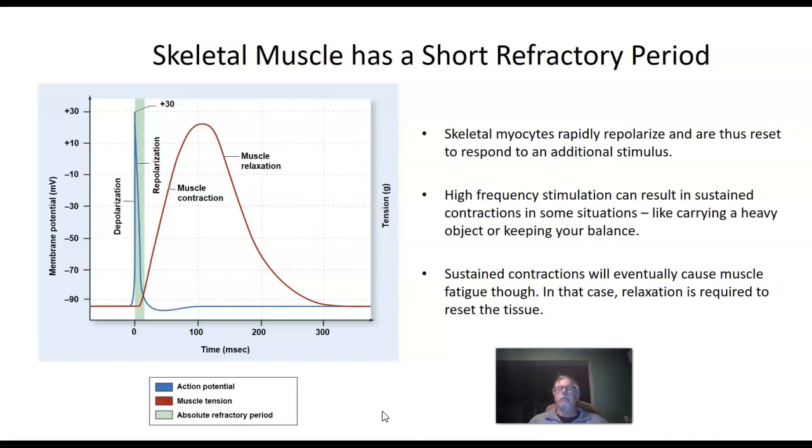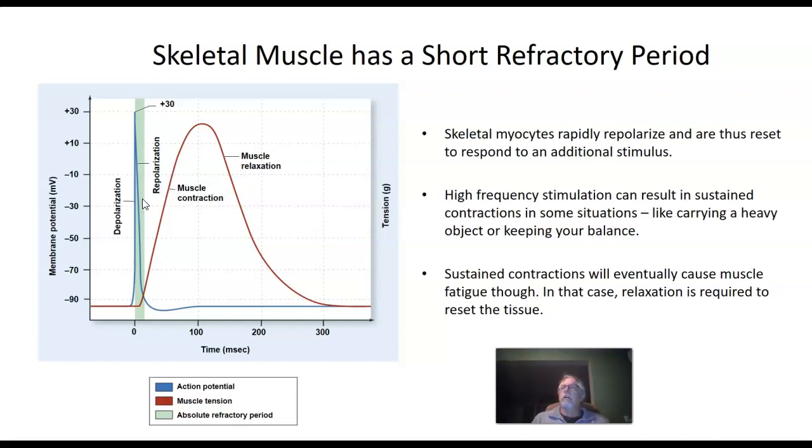If we compare the refractory period of cardiac myocytes, pretty long, to that in skeletal myocytes, what we see here is that in skeletal cells, when they depolarize, they immediately repolarize. And so there's a very short period of time, shown in green, during which skeletal muscle cells are refractory, or resistant, to an additional stimulus causing contraction. Skeletal cells have a very short refractory period, which means they can be stimulated at a very high frequency, and when that happens, they can generate a sustained contraction. Skeletal muscles can sustain a contraction, which is useful for certain situations, like if you're walking home with a heavy load of groceries or something like that.